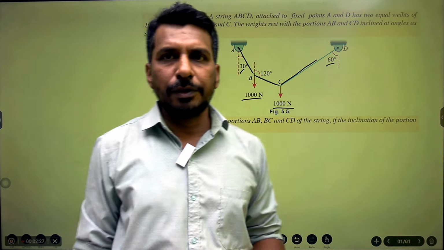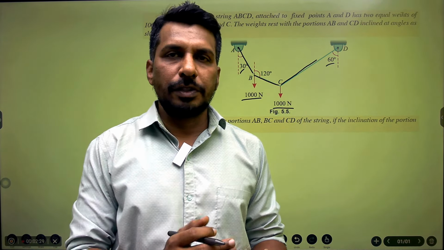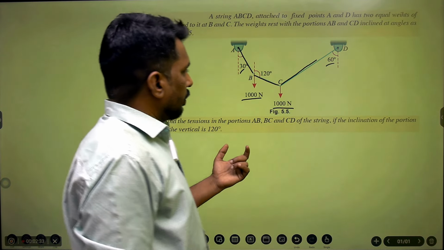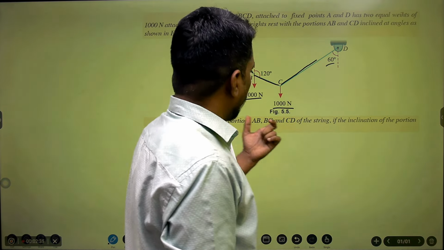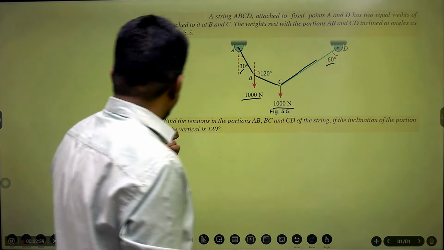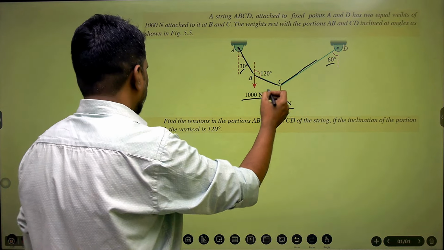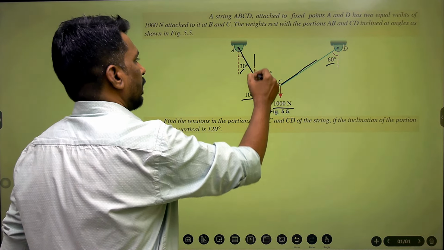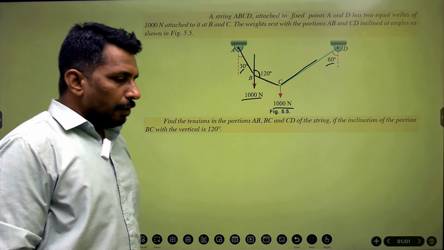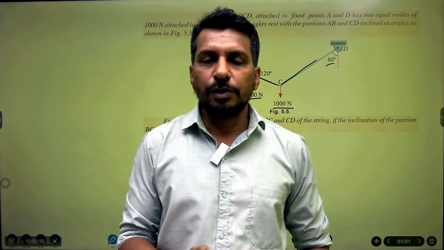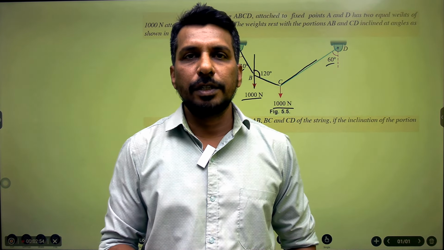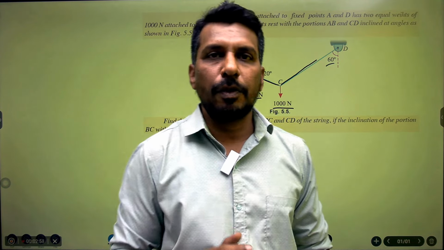I have already explained in the last video that cables or strings always carry a tensile force. Now they mention that we have to calculate the tension in each segment of the string if the inclination of the portion BC with the vertical is 120 degree. So our first step in order to solve the problem of equilibrium of a coplanar concurrent force system is to draw the FBD, free body diagram.